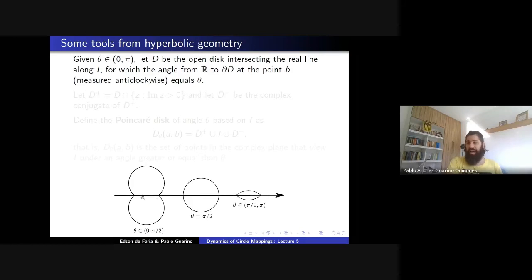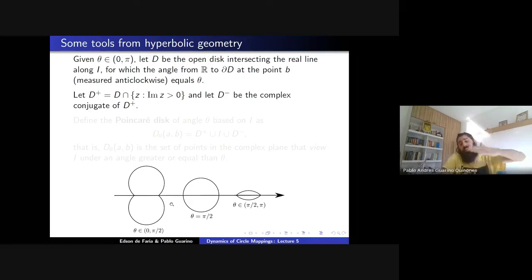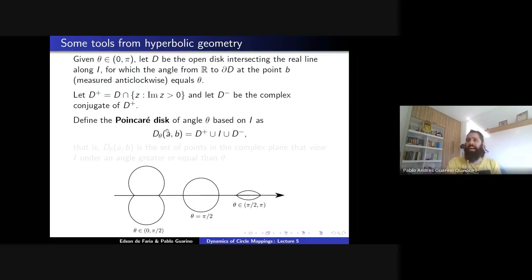This should be the interval I, right? And then you take the upper part of this disk, and then its symmetric part. So D plus is the upper part, and D minus is its image under complex conjugation, right? And then this is what we call a Poincaré disk. And we glue D plus and D minus with our interval I, right? So you have I, and then you have this little thing up and down, okay? And then, of course, it depends on theta.